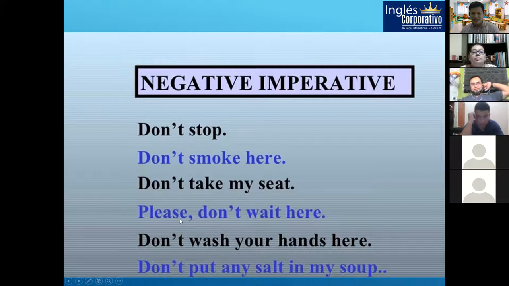Please don't wait here. Okay, please don't wait here. We can use this negative imperative when we have a dangerous place. Cuando tenemos un lugar peligroso, we can use this. Please don't wait here. Okay, continue with this. Don't wash your hands here. Okay, for example, if right now we are in a hospital, don't wash your hands here, right? Okay, very good.